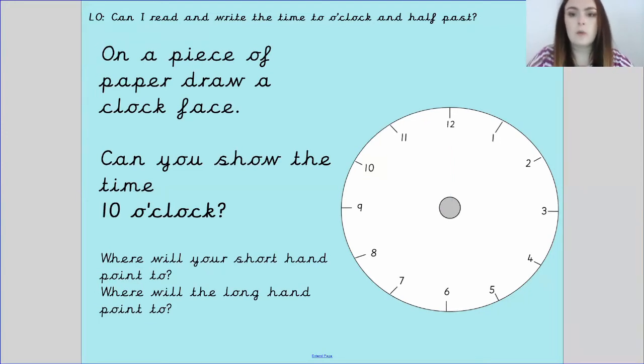Let's have a go with this one. Draw another blank clock face on your paper, and I would like for you to show the time 10 o'clock. Remember, have a think, where is your short hand going to point to, and where is your long hand going to be pointing to? Pause the video and have a go.